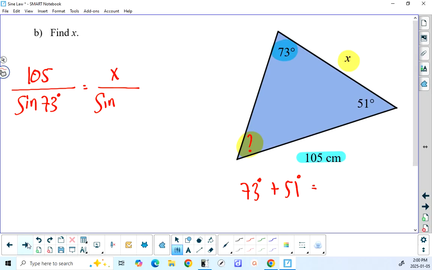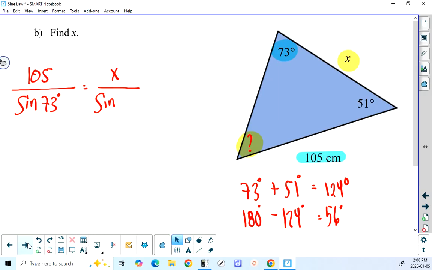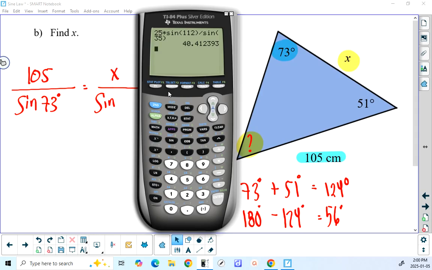I think when we add those together, we get 124 degrees. We know that all of the angles in a triangle have to add up to 180. So we can take 180 degrees and subtract 124 degrees and end up getting what I believe is 56 degrees, but I'm just going to double check on my calculator. It's 56 degrees, and I'll just double check that 73 plus 51 is 124, and it is. So that means that this angle in here is 56 degrees.